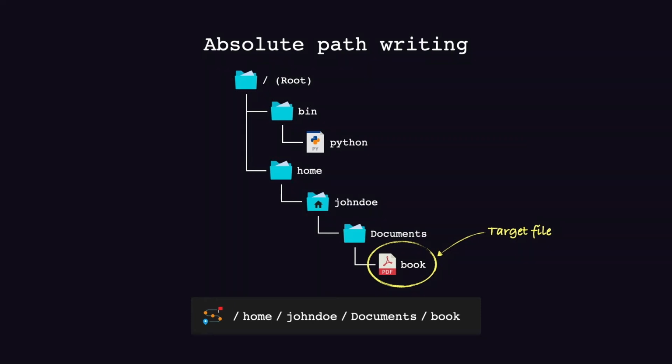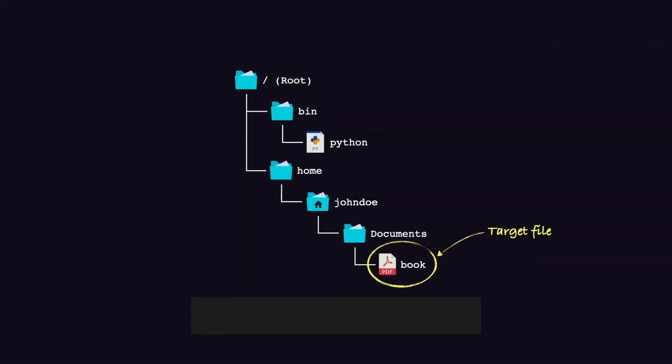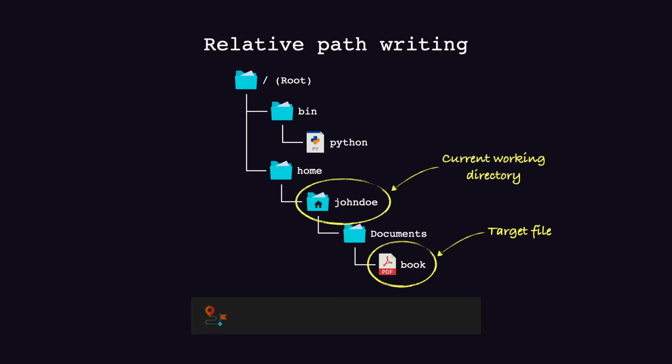Let's now assume that our current working directory is our user's directory, which is in this case the John Doe directory. To now write the relative path of the book file, we first start by writing a dot character which represents our current working directory. Then, just like with the previous example, we add each directory up to the one containing our file, which is documents once again, separated by a slash character. And finally, we add our target file.